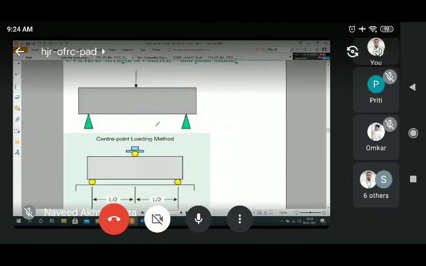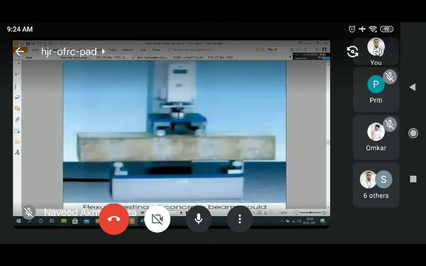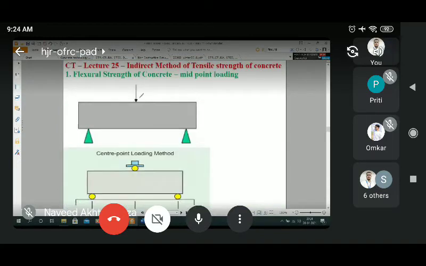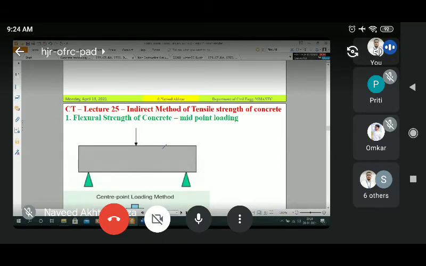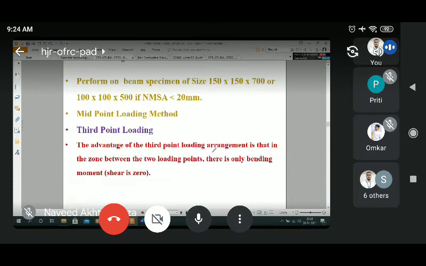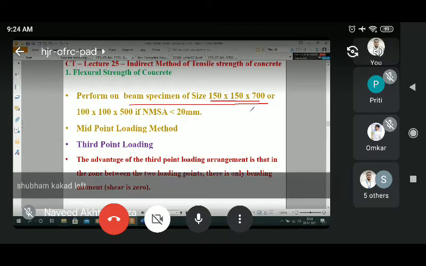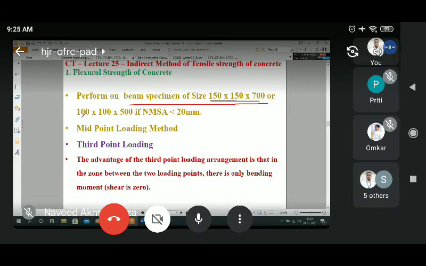You can see this figure, midpoint load and third point load methods. You can see in the third point load, two loads and two supports are there. This is the third point load method, and this is the midpoint load method to find the flexural strength of your concrete. Generally, the flexural strength of your concrete is performed on the beam specimen of size 150 by 700 mm, and you can also perform on the 100 by 500 mm specimen if your nominal maximum size of aggregate is restricted and it is less than 20 mm.